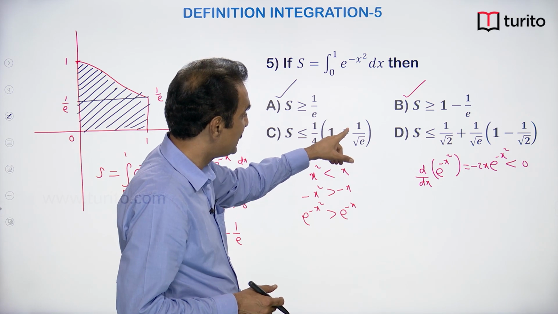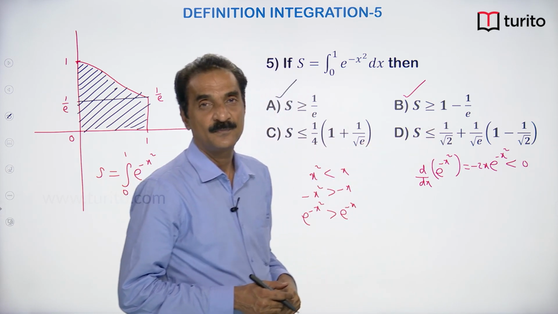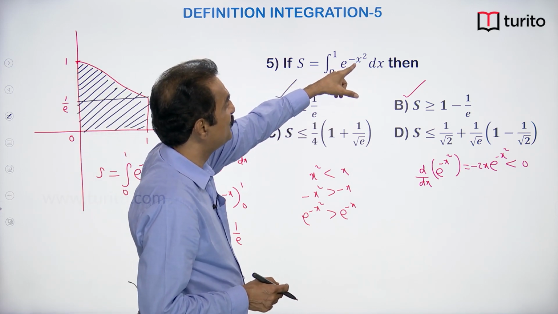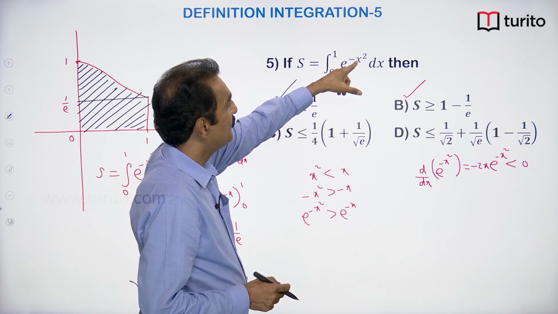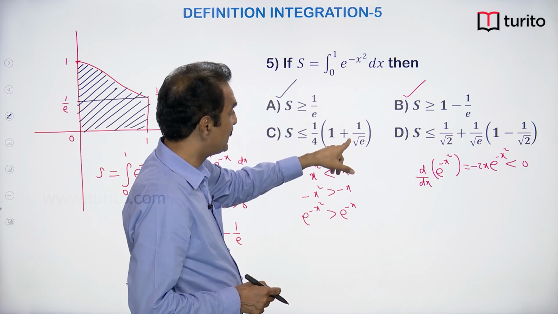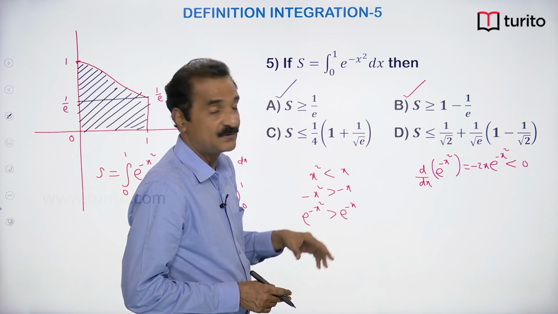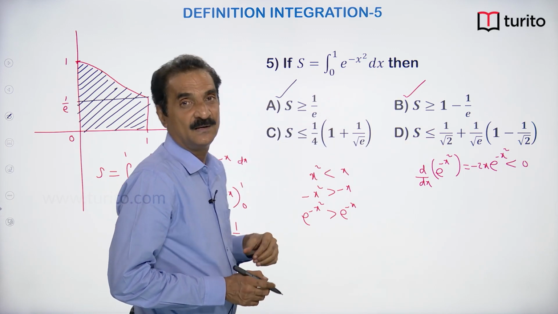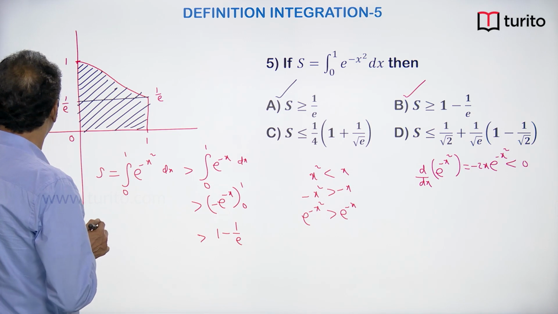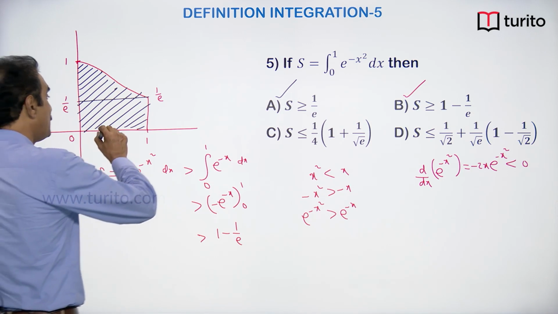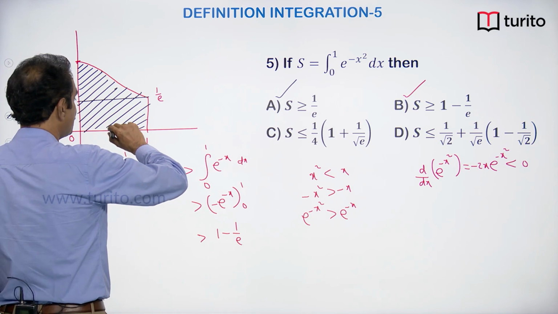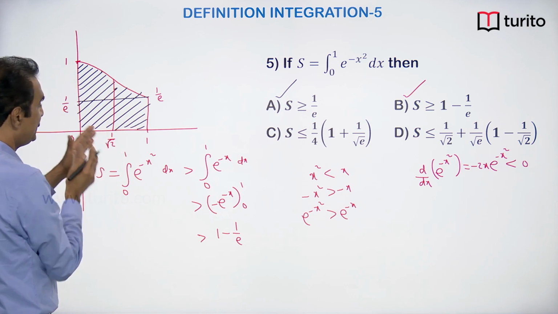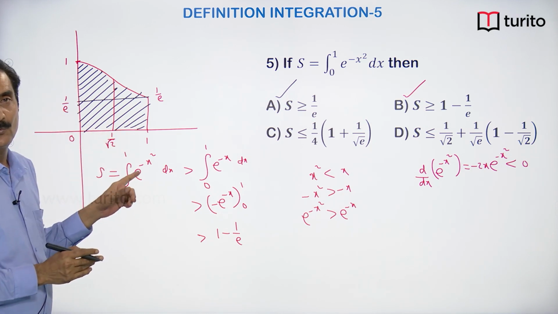We have got numbers like 1 by root e and 1 by root 2. 1 by root e means for what value of x you will get 1 by root e? X is equal to 1 by root 2. Sorry, for x is equal to 1 by root 2, the value of the function becomes 1 by root e. That means this time we have to divide this total area into two parts. Let us break this interval into two parts, 0 to 1 by root 2 and 1 by root 2 to 1.